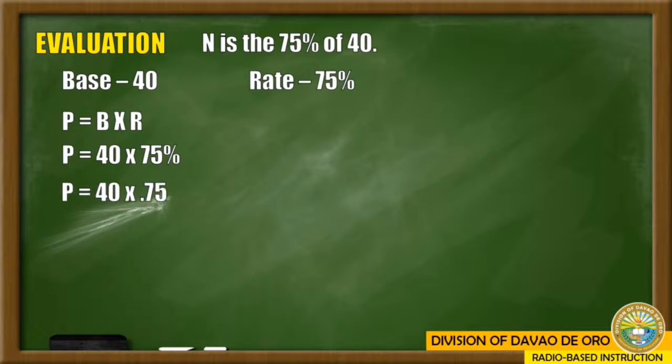Then step 3, we will convert the percentage into decimal form, which is 75% going to 0.75. Then we will multiply so we can get the value of percentage. So 40 times 0.75. 5 times 0 is equal to 0. 5 times 4 is equal to 20. 7 times 0 is equal to 0. 7 times 4 is equal to 28.